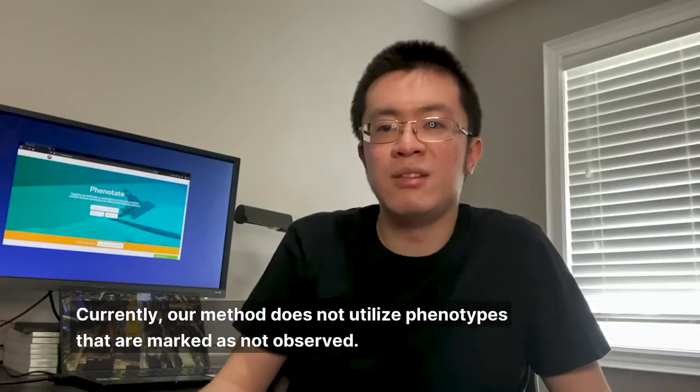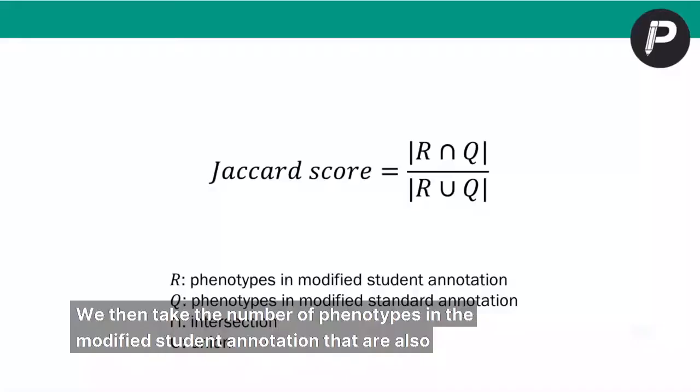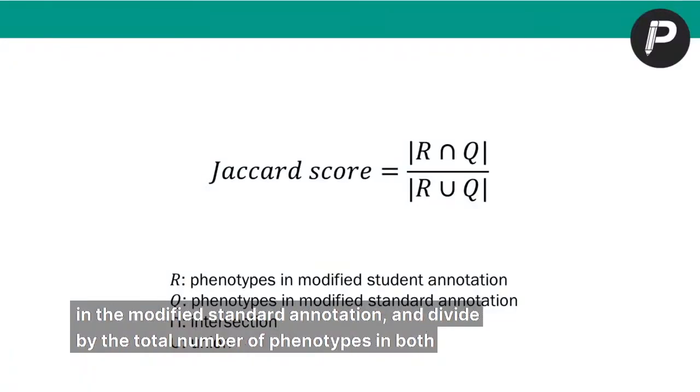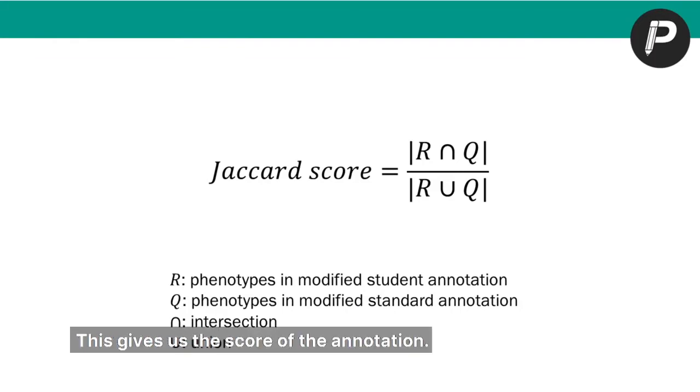Currently, our method does not utilize phenotypes that are marked as not observed. We then take the number of phenotypes in the modified student annotation that are also in the modified standard annotation and divide by the total number of phenotypes in both annotations. This gives us the score of the annotation.